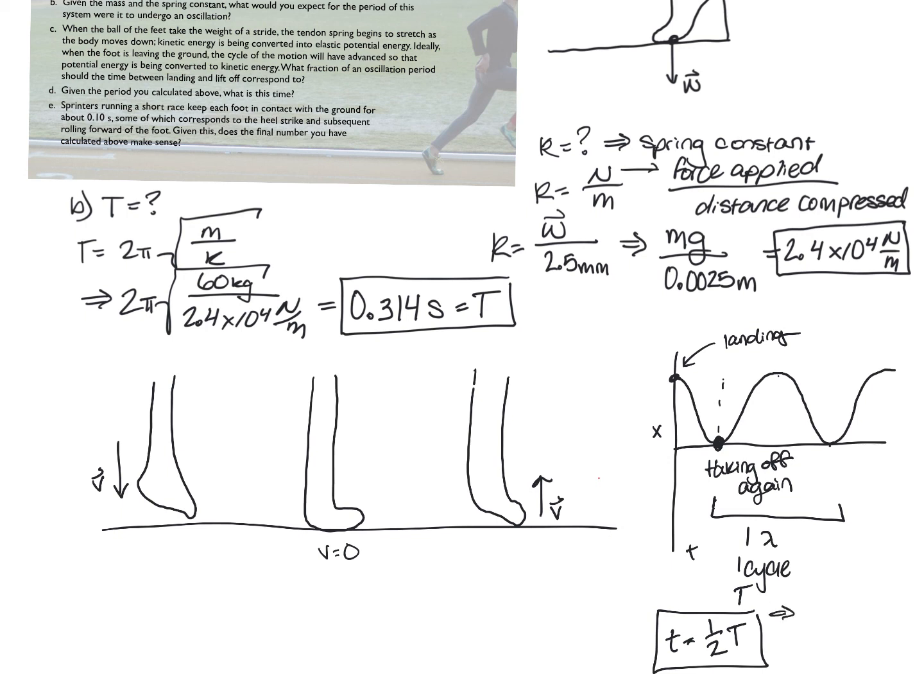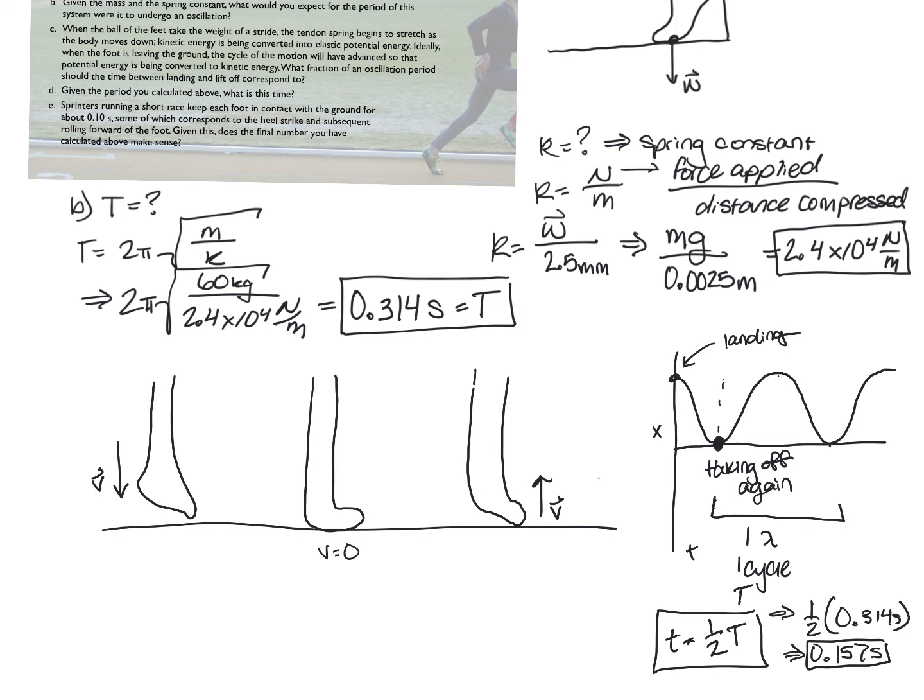If I do that, I get 1/2 times 0.314 seconds. 0.314 times 0.5, we get a time of about 0.157 seconds, which is what it asks us in D.